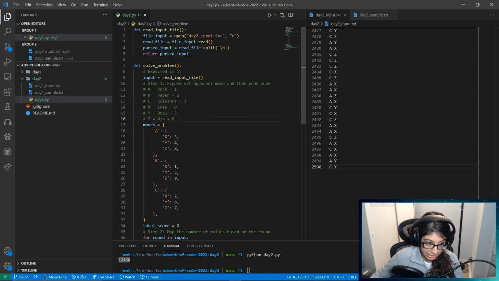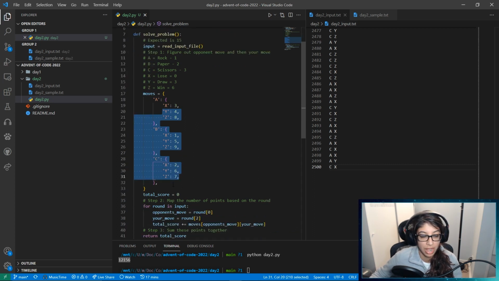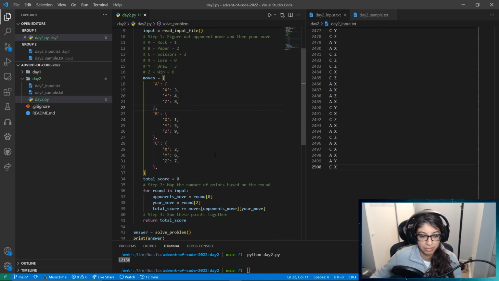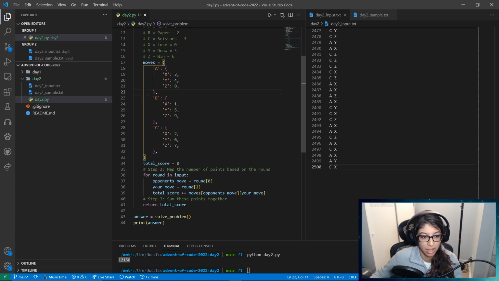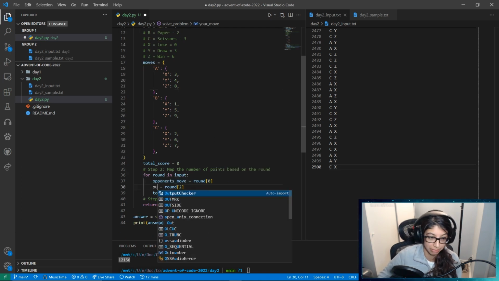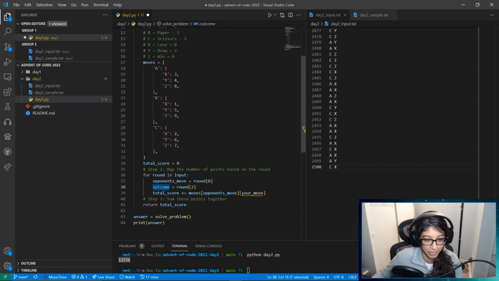And I went ahead and did this for all of our different rounds and outcomes that we could have. But other than that, I believe the code should just be the same. Except maybe we could just rename this as outcome, just because we know based on our opponent's move what the outcome should be and what the score is for that.